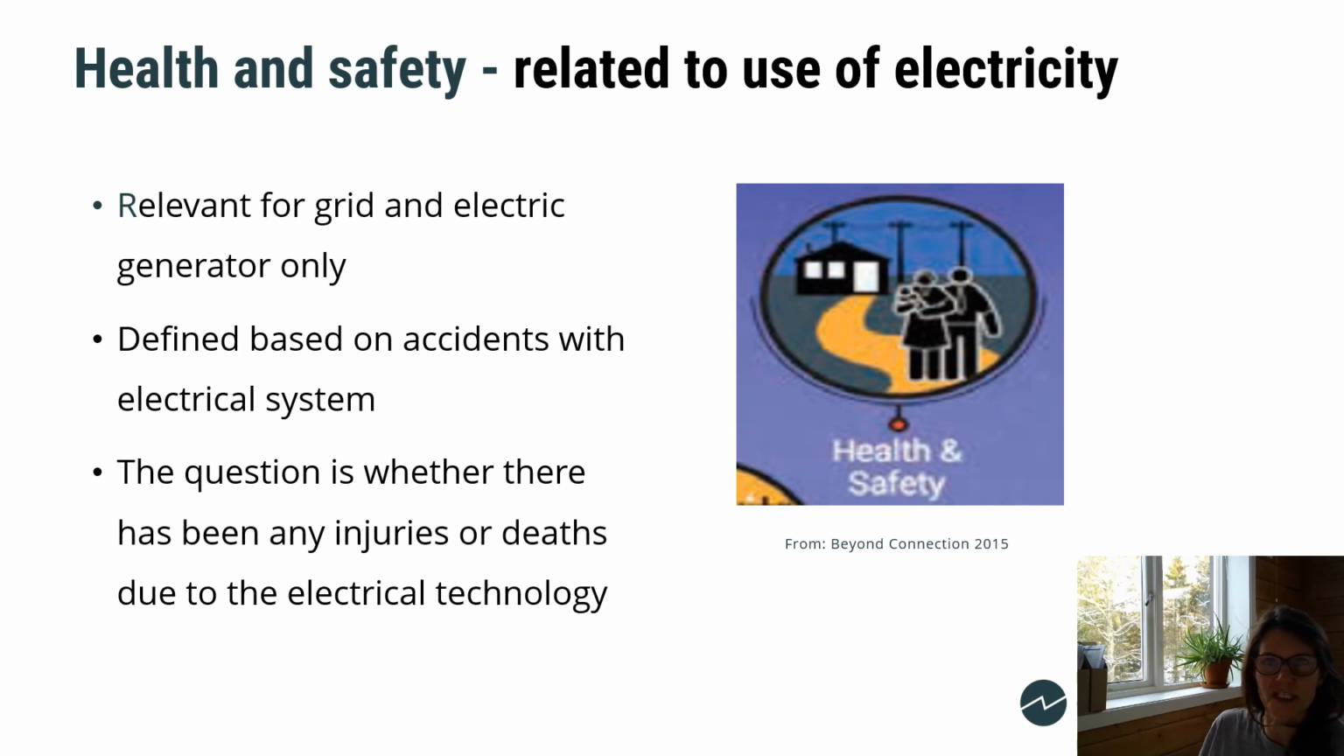Health and safety should be addressed for grid and electric generator, defined based on accidents with electrical systems. The question is whether in the last 12 months there were any injuries or deaths due to the electrical technology. This is defined in C48 for grid and in C110 for electric generator sets. Households are placed in high tiers if there are no accidents and in tiers 0 to 3 if there are accidents.